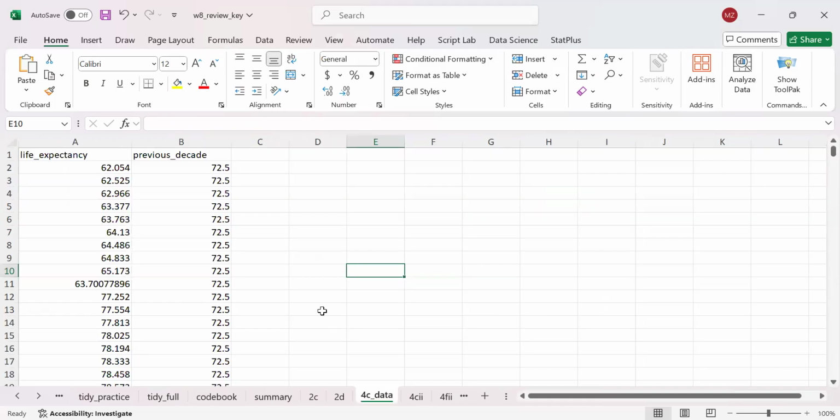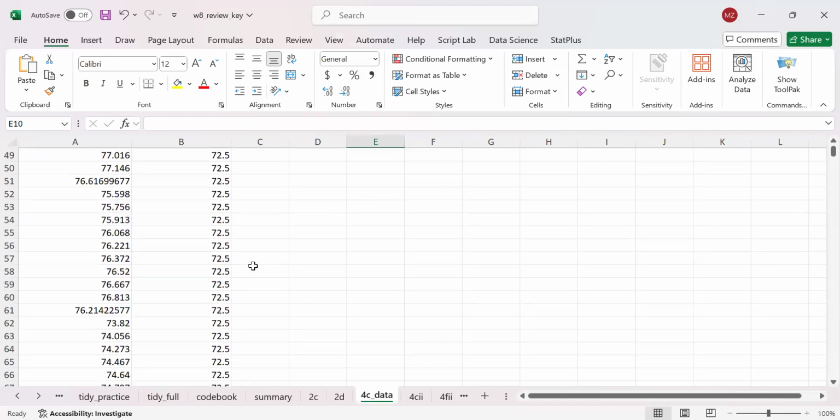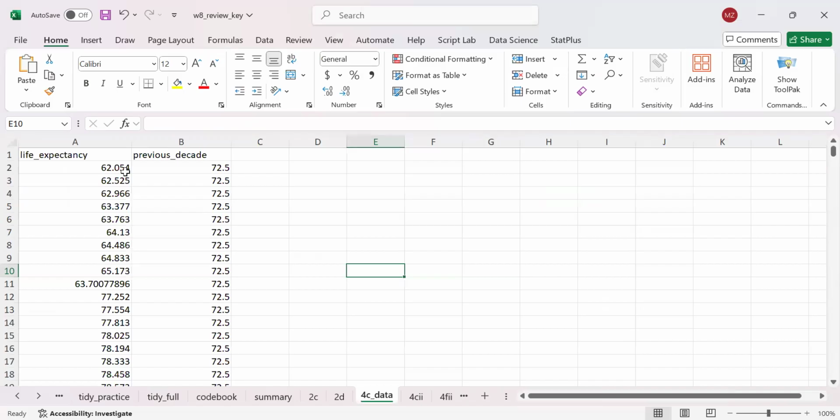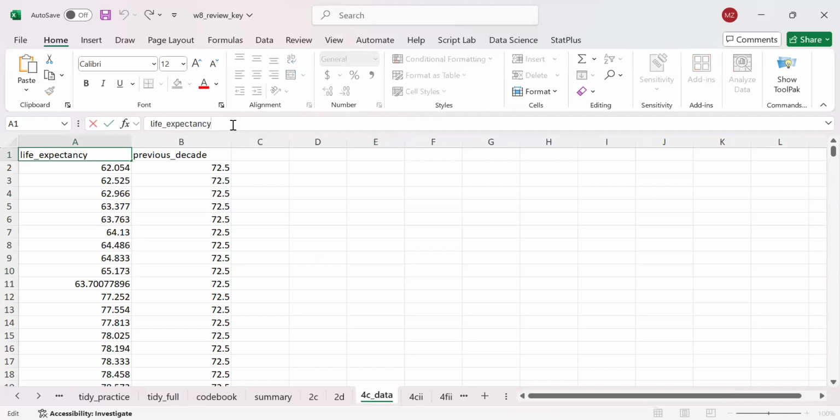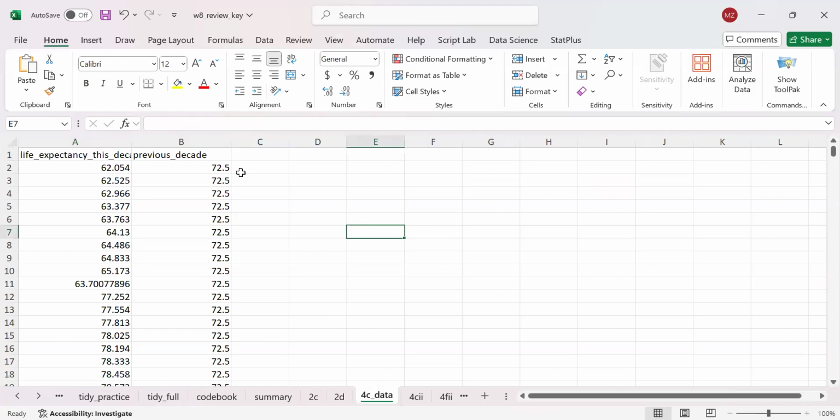So if you go here, 4C, this is the previous decade, and then this is your life expectancy for this decade, right? And that data is basically 72.5 because you are assuming that it's 72.5. So all values, you're hypothesizing that they are 72.5. It's going to give you the same result.